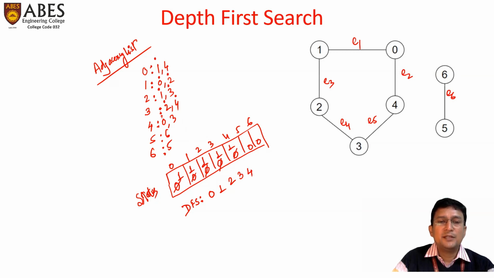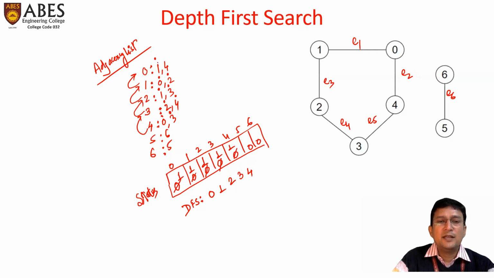From 4, the connections are 0, already got visited. 3 also has all got visited. So we have looked for all the connections from 4. So we will backtrack to the vertex which called 4, that is 3. All the connections from 3 have already been seen. So we'll backtrack to the vertex which called 3, that is 2. Similarly, all the connections from 2 are over. So we'll move to the vertex which called 2, that is 1. Similarly, all the connections from 1 are complete. So I'll move back to 0.